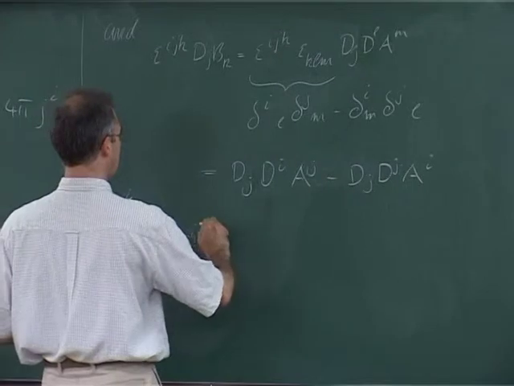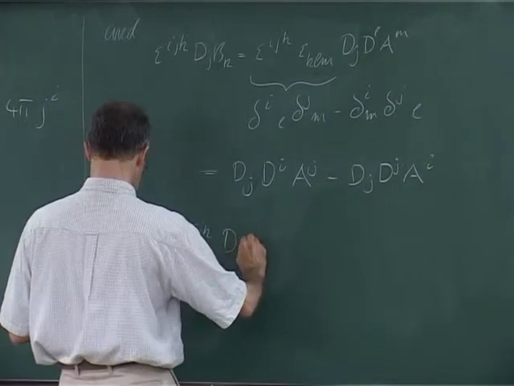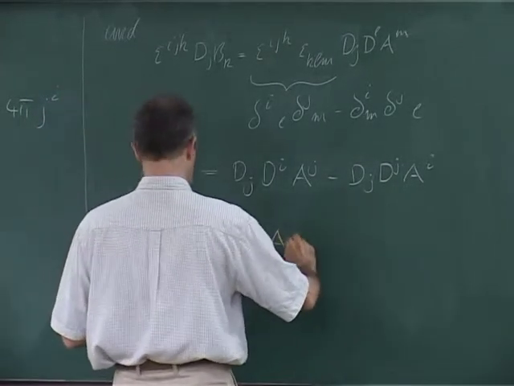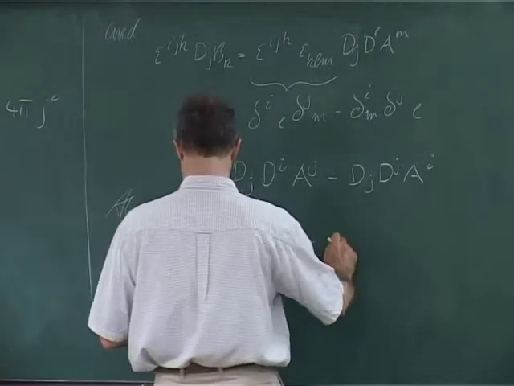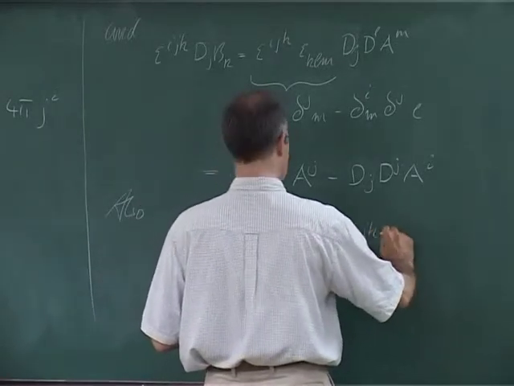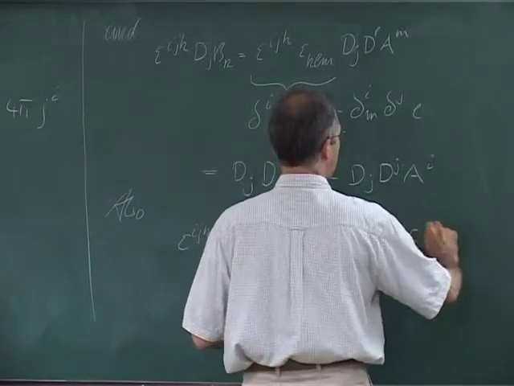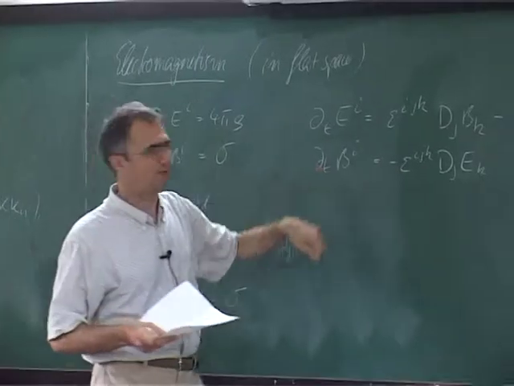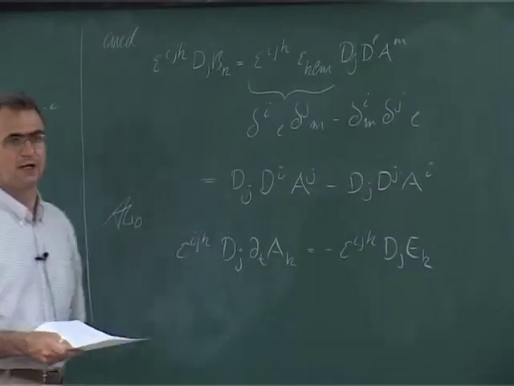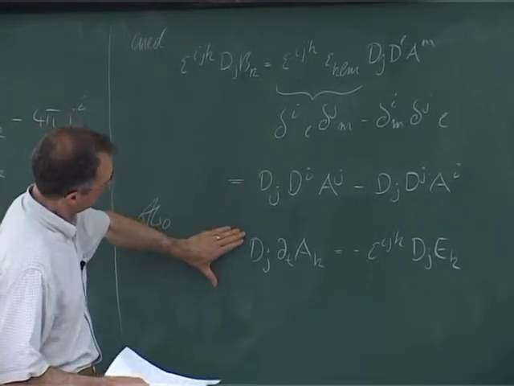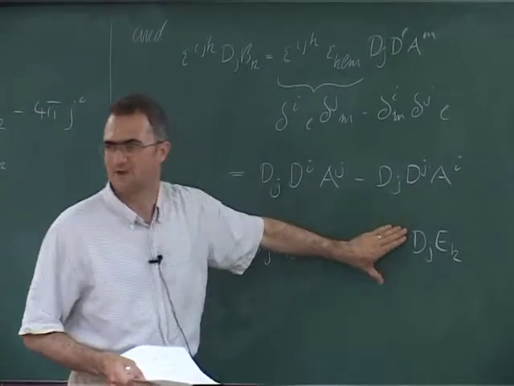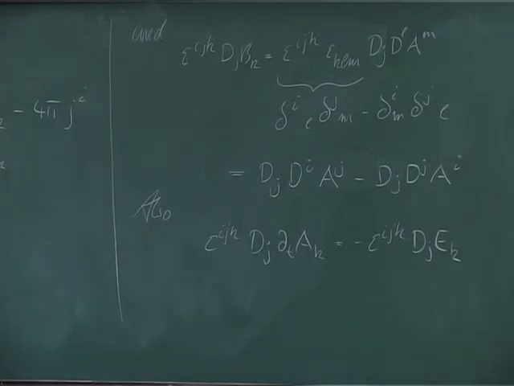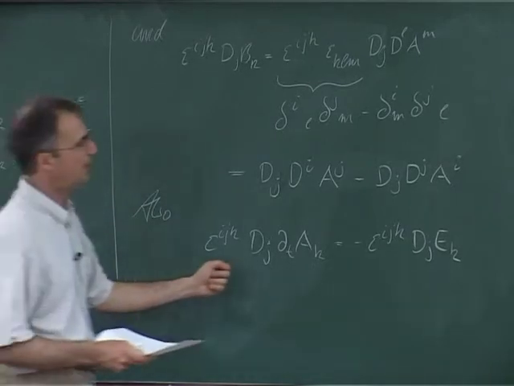We also have epsilon_ijk d_j partial_t A_k equals minus epsilon_ijk d_j E_k. That is the last equation. If I take the time derivative of B, that is the time derivative of the curl of A, which is the curl of the time derivative of A, which is this term. And now we see that we could almost just cancel these epsilons, and then we have an equation relating these two.